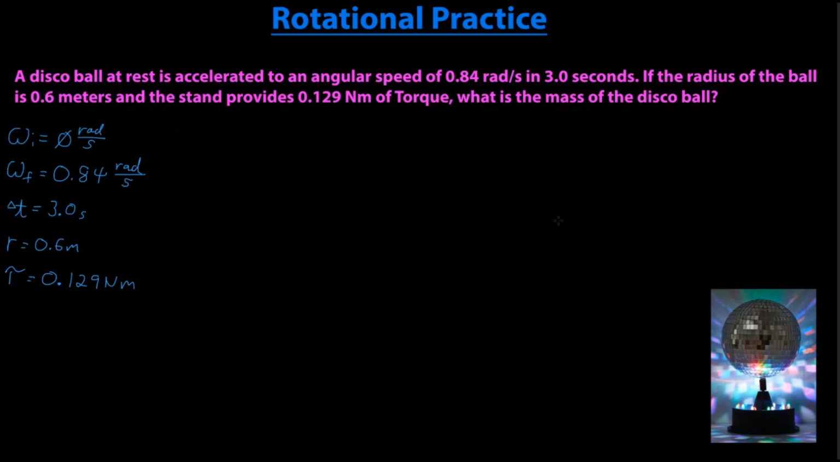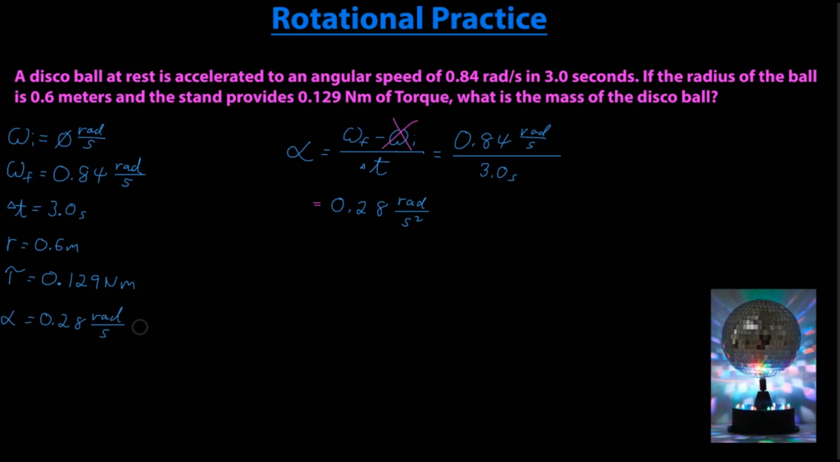So the next thing would be, what can I find with this information? And step 2 would be, list the equation I'm going to use. Right here, this is screaming to find acceleration. And if you can ever find acceleration or angular acceleration, you will always get it. Angular acceleration is omega final minus omega initial over time. Omega initial is 0, 0.84 radians a second over 3 seconds. Gives me 0.28 radians per second squared. I'm going to add that to our givens list.